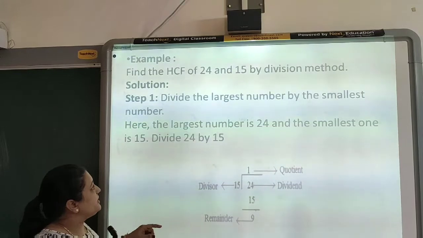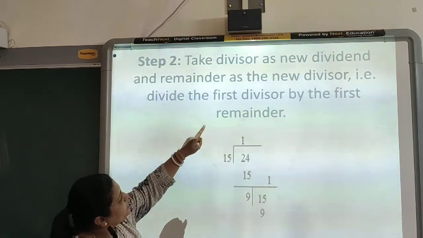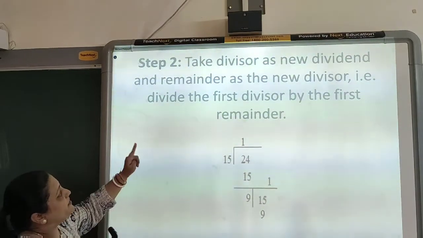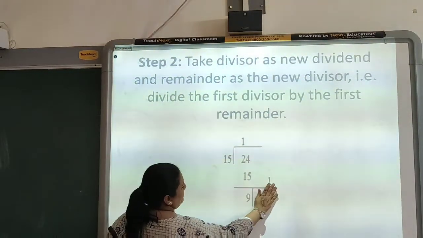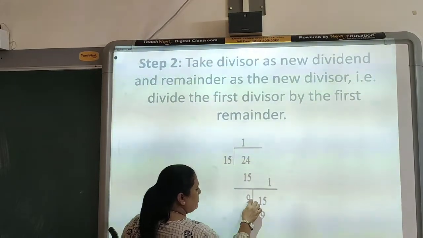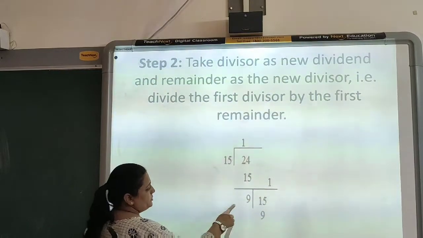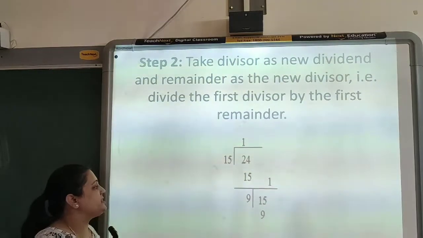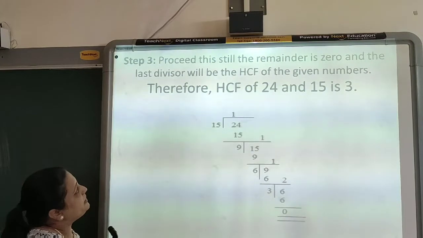Okay. So what will be the next step? See here. Take the divisor as the new dividend and the remainder as the new divisor. That is, divide the first divisor by the first remainder. Now see, it was our first step, up to here we have done. Now we got the remainder. So this remainder will become the new divisor and this divisor will become the new dividend. So divide it again. 9 ones are 9. So 15 minus 9, what is the answer? 6. So like this we have to continue until we get 0.